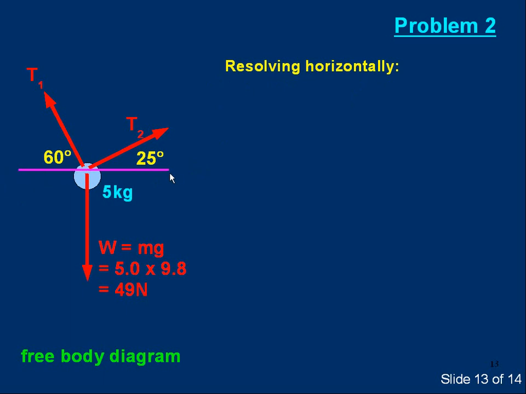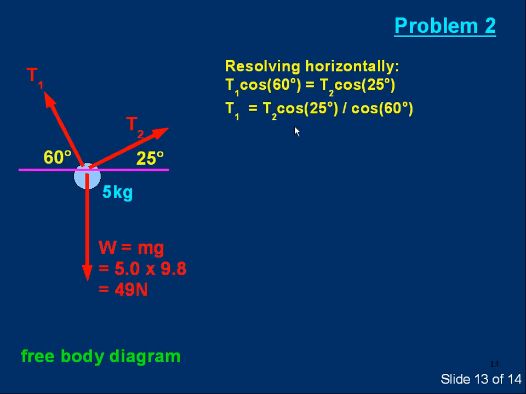What force is acting to the left? Well, I hope you can see it's T1 cos 60. What force is acting to the right? It's T2 cos 25. So I can write down T1 cos 60 is T2 cos 25. I can rearrange that. T1 is T2 times cos 25 over cos 60. Put the numbers in to simplify it, and I get T1 is 1.813 times T2. Bit of an awkward number, but it's just a number.